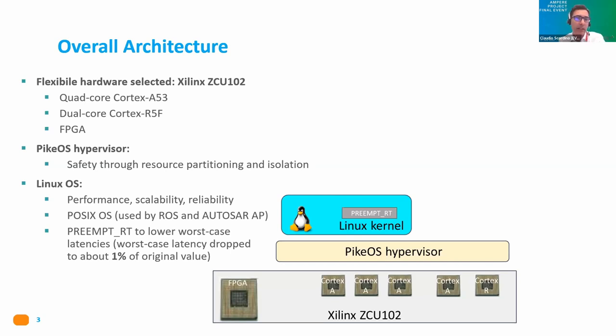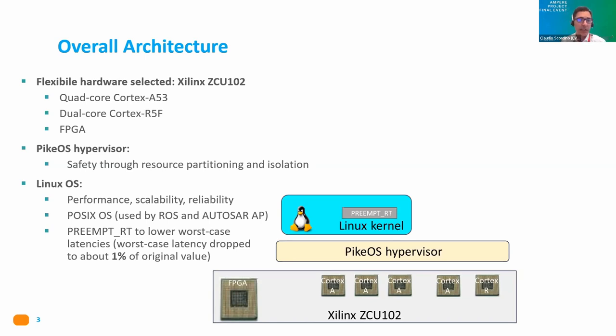So as a reference hardware, we took the Xilinx platform because it contains very different kinds of processing units, like the Cortex-A for running operating systems like Linux, but also Cortex-R, real-time cores for running safety critical applications, and there is also the FPGA, as it was already mentioned. We put on top of the platform a hypervisor, namely PikeOS by partner SYSGO, to enforce safety through partitioning and isolation of resources. And then we installed Linux to have performance, reliability. It's a POSIX OS, so it can be used for both ROS and AUTOSAR adaptive, as it was already mentioned.